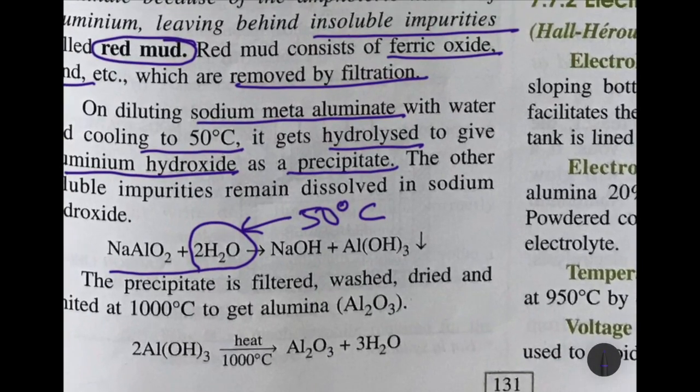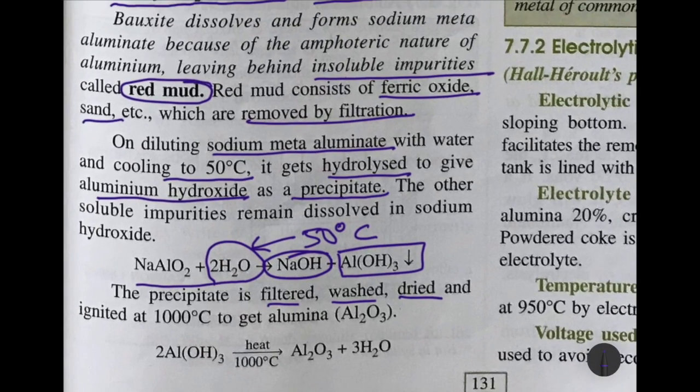Okay, and then we get aluminium hydroxide as a solid. It precipitates out. Now the precipitate is filtered. Whatever remaining impurities are there, it will remain dissolved in the sodium hydroxide solution. Okay, so the precipitate is filtered and then it is washed, it is dried, and then it is ignited. Means it is heated at 1000 degrees Celsius to get alumina.